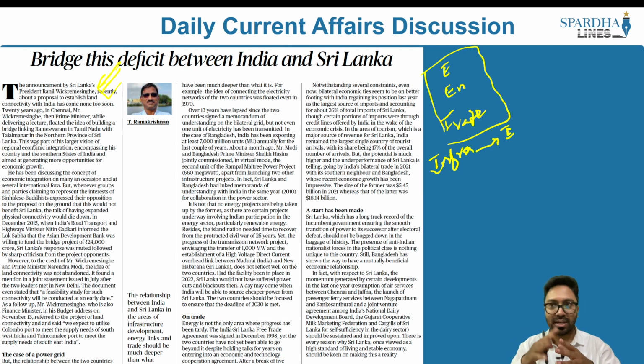It is part of which country? It is part of Sri Lanka. It is on the northern side of Sri Lanka. So they wanted to build a physical corridor between India and Sri Lanka, that is, between Rameswaram and Talaimanar in the Northern Province of Sri Lanka. This was part of the larger vision of regional economic integration. Was it successful? No. Why?